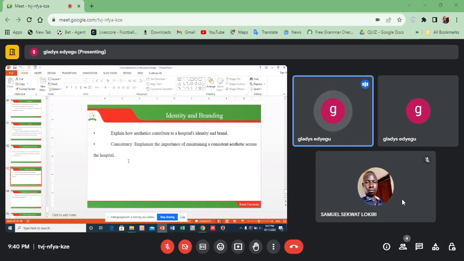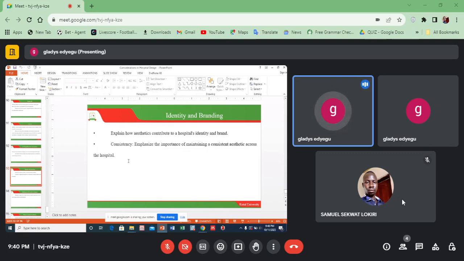The other element in aesthetics is identity and branding. We need to explain how aesthetics contributes to a hospital's identity and brand. Aesthetics, as we said about the beauty, is basically also about identity and branding. We can give an identity in relation to the entire hospital, and we can give an identity in relation to the different hospital spaces. That relates to the different services that we offer in those different spaces.